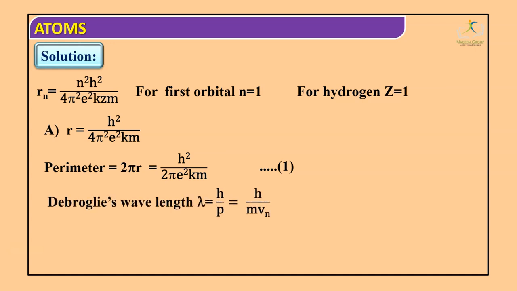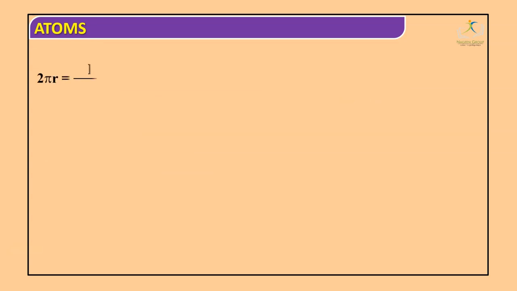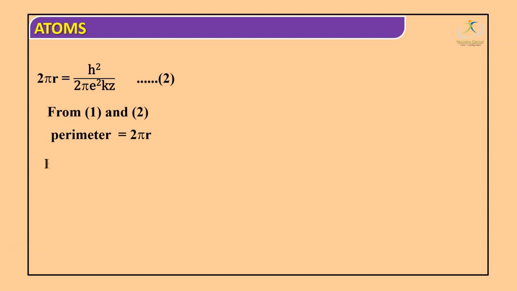De Broglie wavelength lambda is equal to h by p, which is equal to h by mv. H by m times the value of v, which is 2 pi k z e square by n h. So it is equal to n h square by 2 pi e square k m z. If n is equal to 1, z is equal to 1, so 2 pi r is equal to h square by 2 pi e square k z. From equation 1 and 2, what we can say is that the perimeter is equal to 2 pi r.